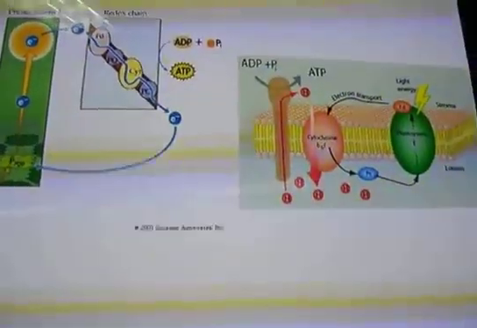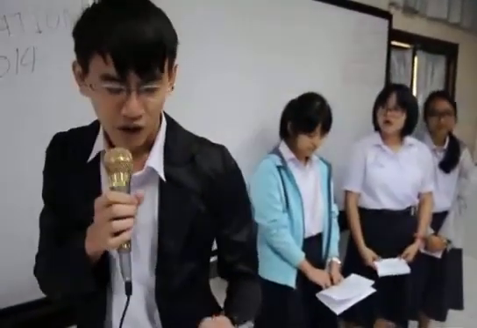The energy containing protons move from the lumen to ATP synthase, which helps to form ATP by combining ADP and a phosphate group.